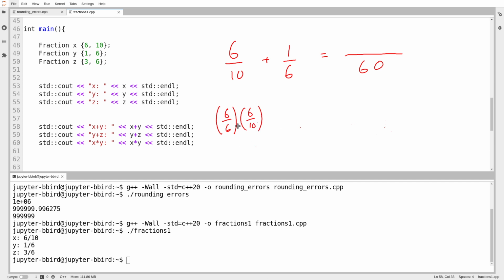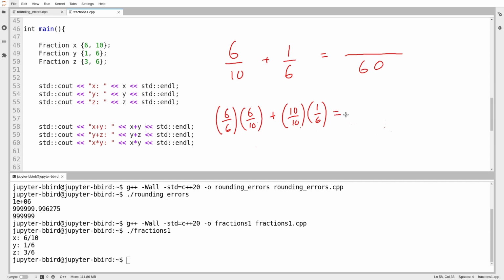And the reason I chose 6 over 6 is if I want this to be over 60, I need to make the bottom 60. So I have to multiply the bottom by 6. If I multiply the bottom by 6, I have to multiply the top by 6. The same logic applies over here. If I want this to be over 60, I need to multiply the top and bottom by 10. So I would do 10 over 10 times 1 over 6.